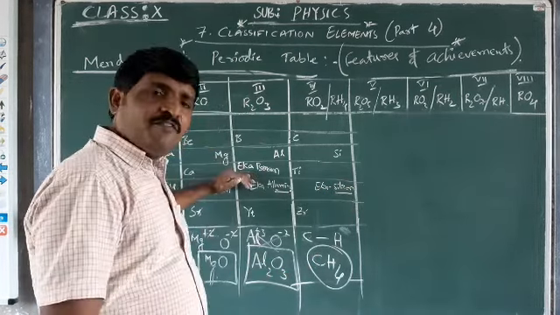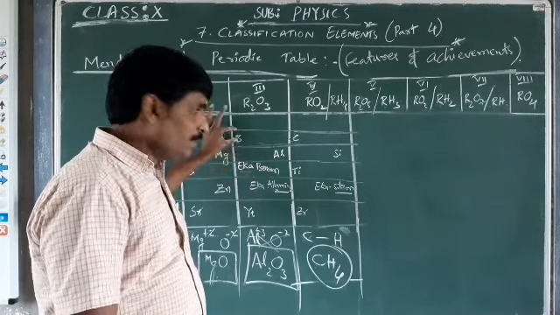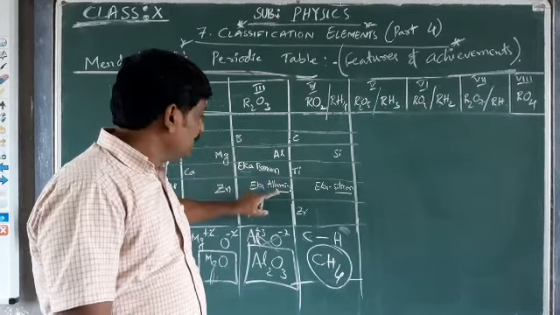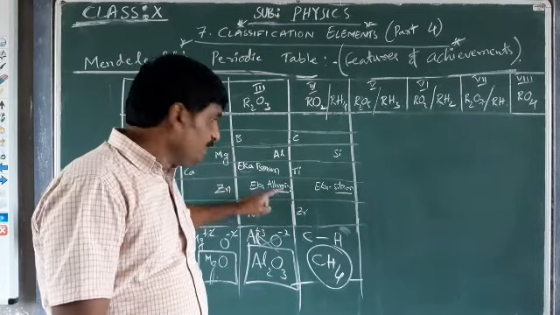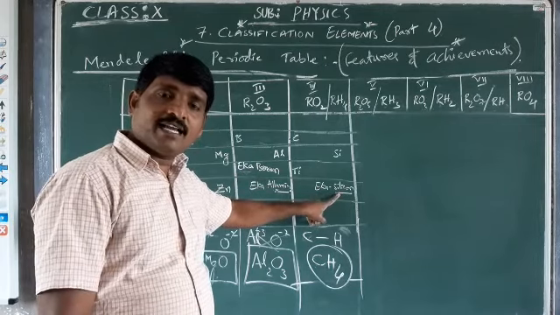This gap is referred by adding Eka to the element just above it, that is Eka boron. This dash is given the name by adding Eka to the element just above it, and this element name is Eka aluminium. This element name is referred to as Eka boron. This element name is referred to as Eka aluminium.